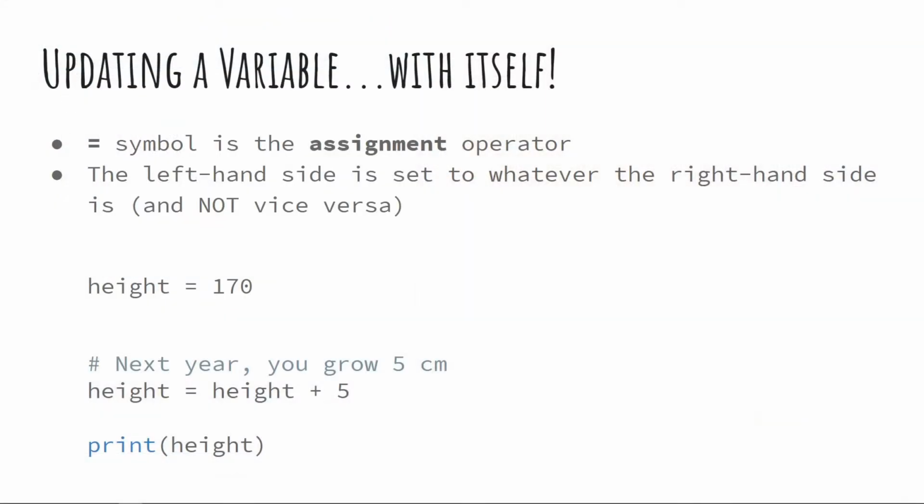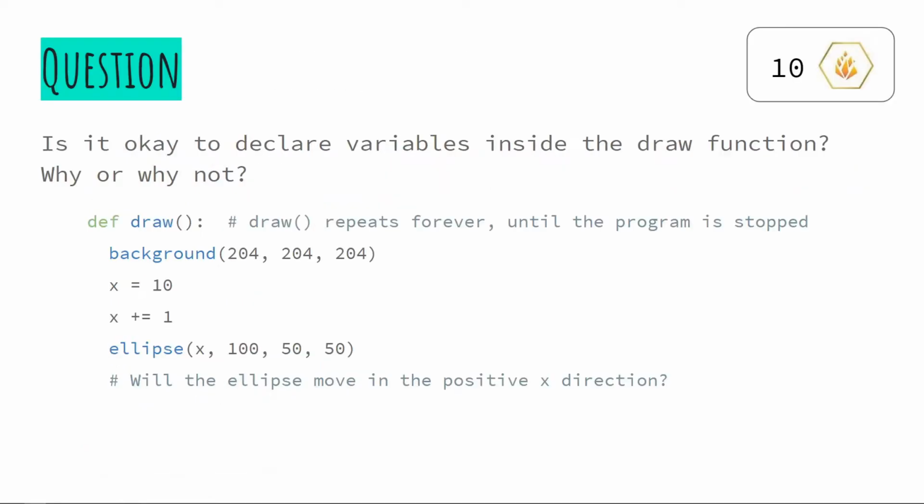So I'm going to swap back over to the presentation. So the question here, which is worth Ignite points, so answer that in the Zoom chat, is it okay to declare variables inside the draw function? As in, will this have the ellipse moving in the positive x direction? I'll give you guys a couple of minutes to think about that and type up your answers in the chat. But the important thing is to consider why it might not work that way.